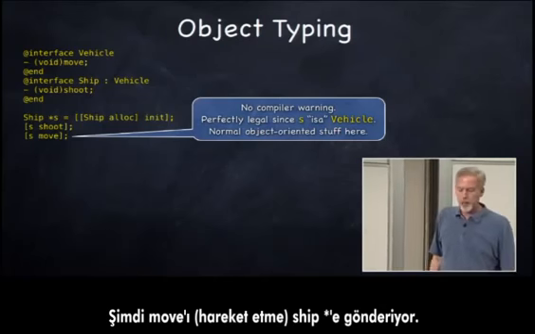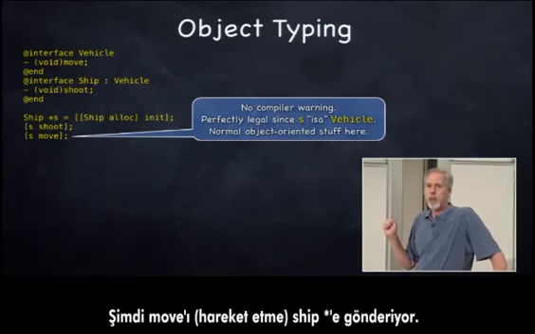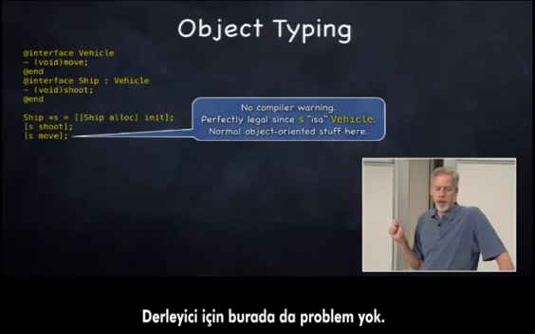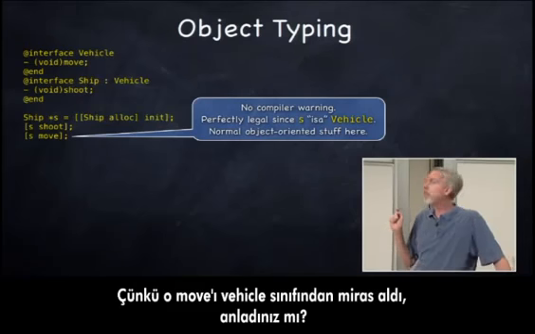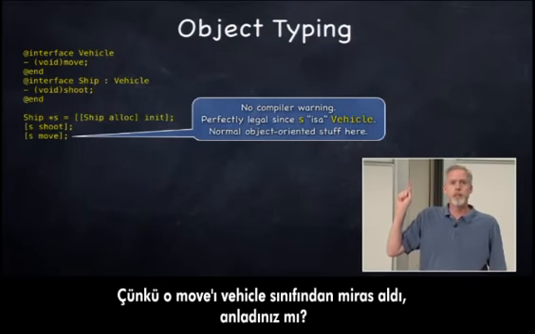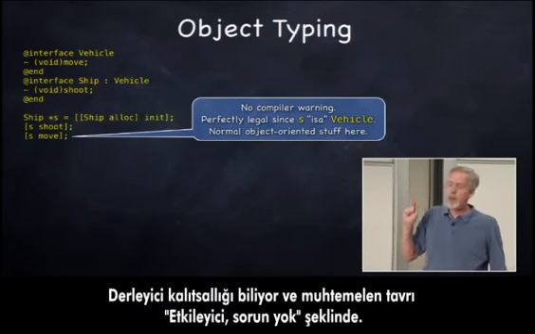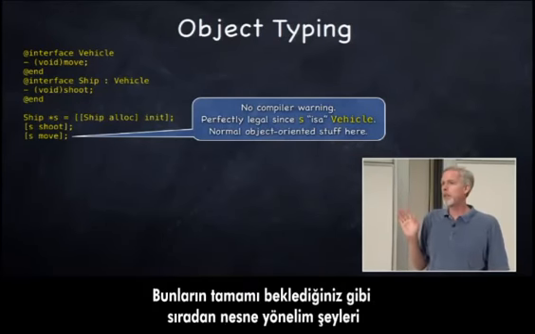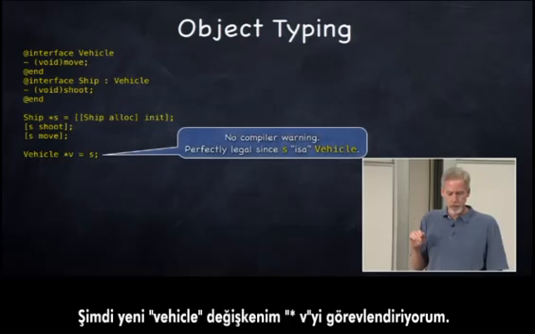Now it's sending move to that ship star. The compiler also has no problem with that because it inherits move from vehicle, you see? Vehicle implements move. So the compiler knows about inheritance, and it's like, cool, no problem. This is all normal object-oriented stuff, as you would expect.